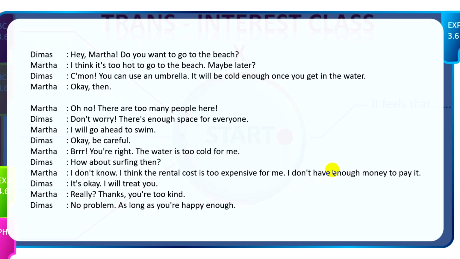So that is a short conversation that applies the conjunctions too and enough to. You can see here there is too hot, and then cold enough, and then enough money, and then too many people. There is enough space, and then too cold and too expensive, and so on. Too kind, happy enough. So that is the example of the use of too and enough to in conversation.